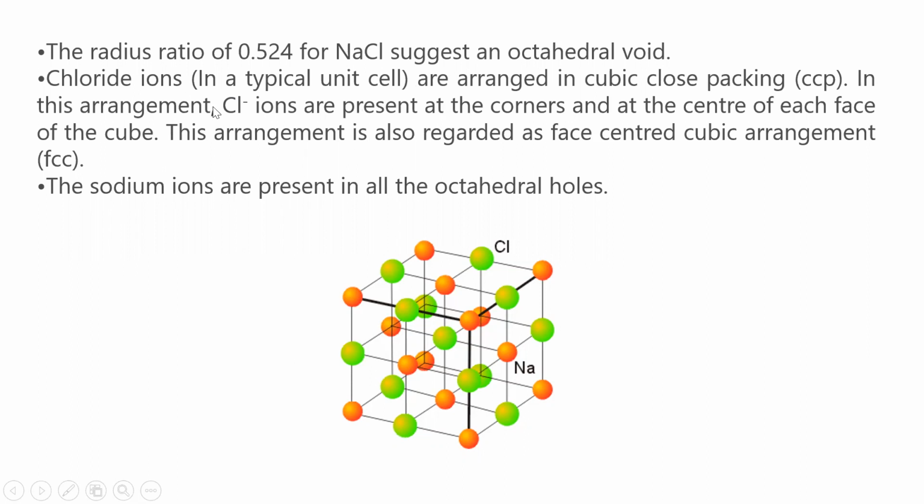In this arrangement, Cl ions are present at the corners. Very, very important, this statement: Cl ions are present at the corners and at the center of each face of the cube. This arrangement is called a face-centered cubic arrangement. In NaCl, all the chlorine ions occupy the corners as well as the face centers. You can see here, chlorine ions are represented in green color. They are occupying the face centers 1, 2, 3, 4, and so on, and the corners also.